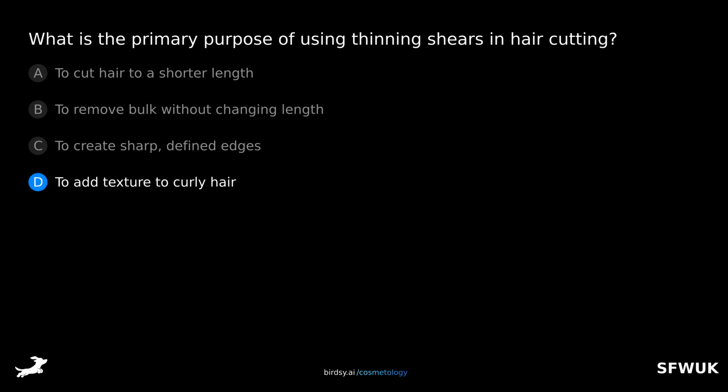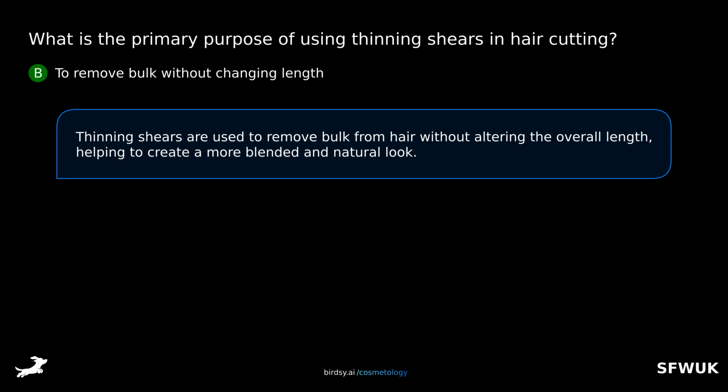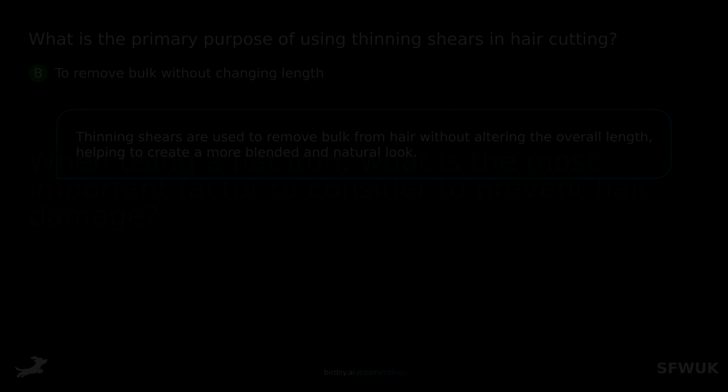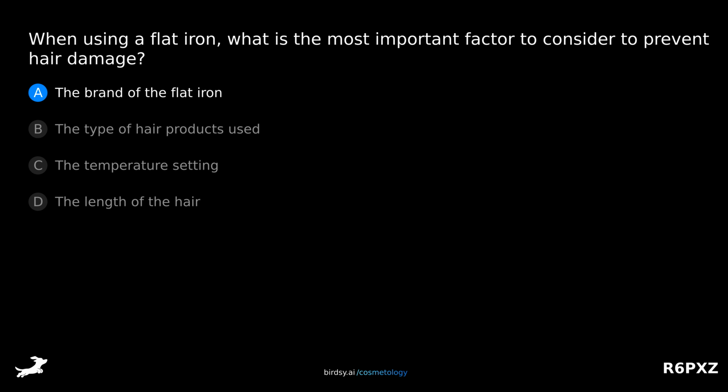The answer is B, to remove bulk without changing length. Thinning shears are used to remove bulk from hair without altering the overall length, helping to create a more blended and natural look. When using a flat iron, what is the most important factor to consider to prevent hair damage? Is it A, the brand of the flat iron, B, the type of hair products used, C, the temperature setting, or D, the length of the hair?